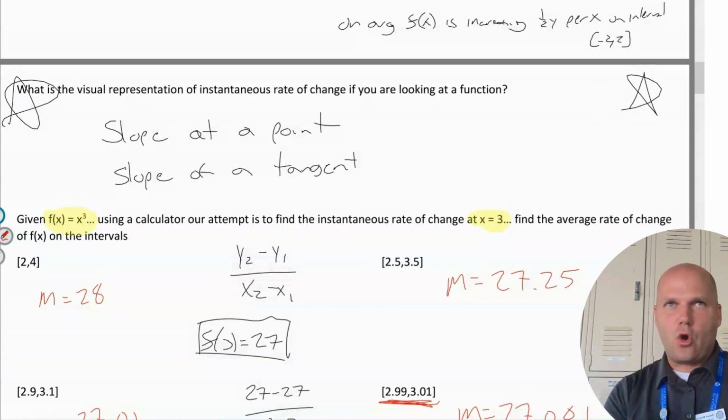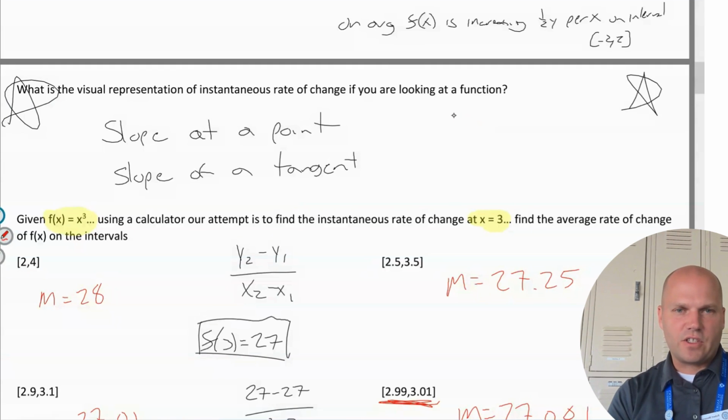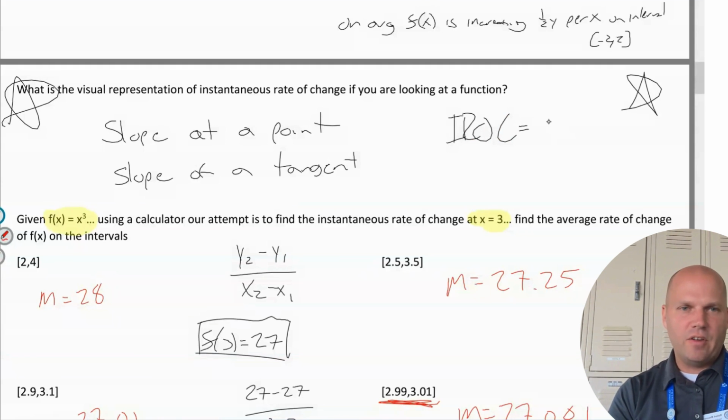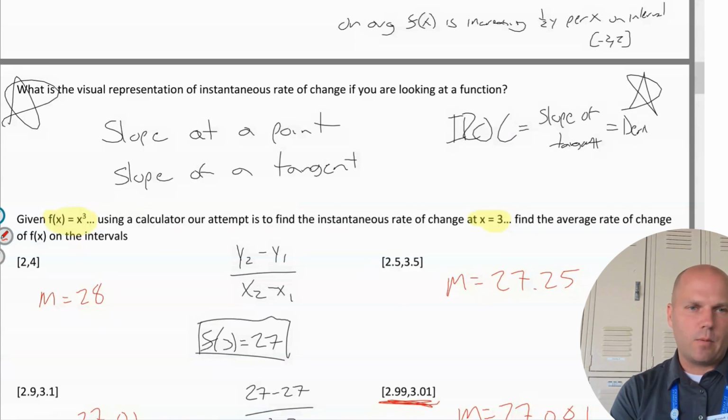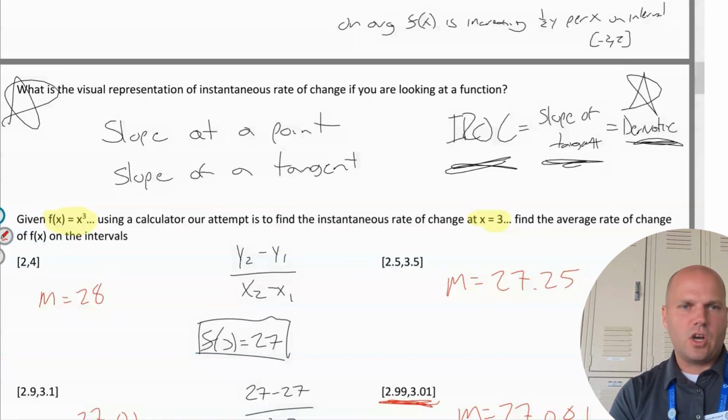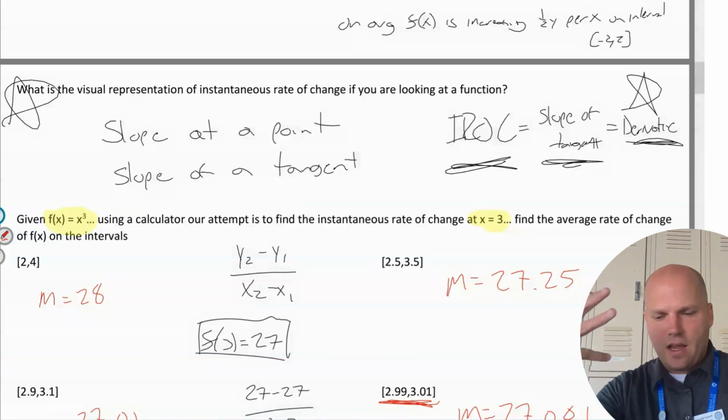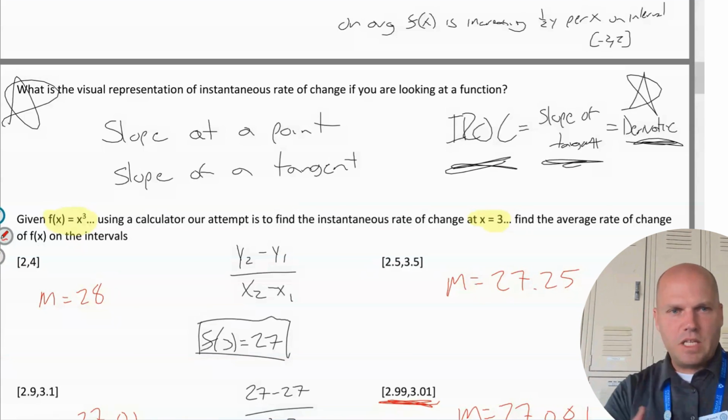This is so important. The instantaneous rate of change of a function, we call it IROC, can be found by looking at the slope of the tangent. We are going to focus on this so much this year that we're going to give it a special word, and that word is called the derivative. These three things are the same. They are synonymous. One means the other.